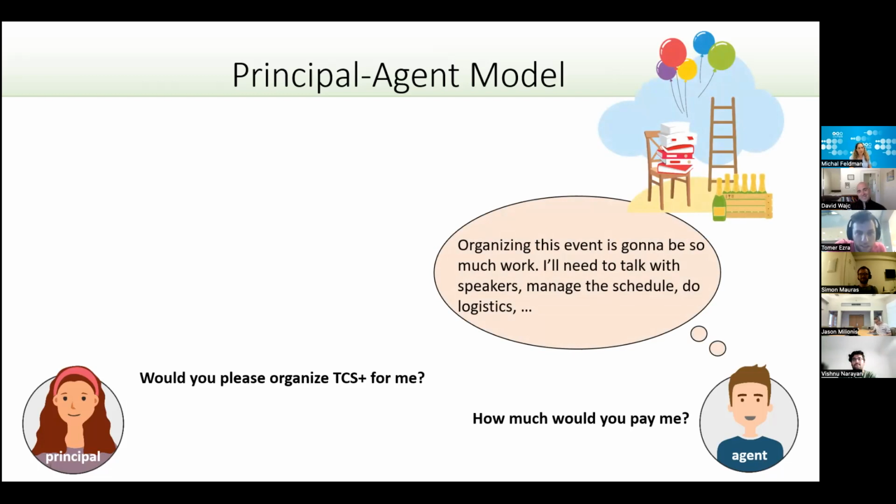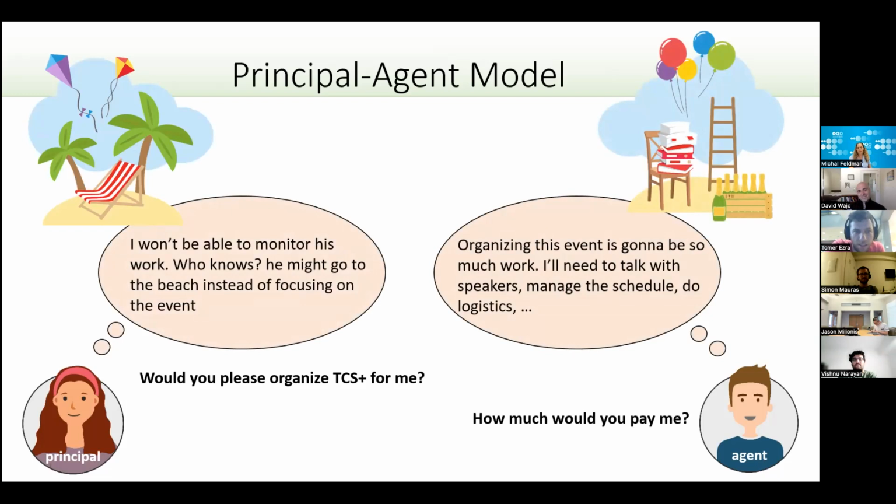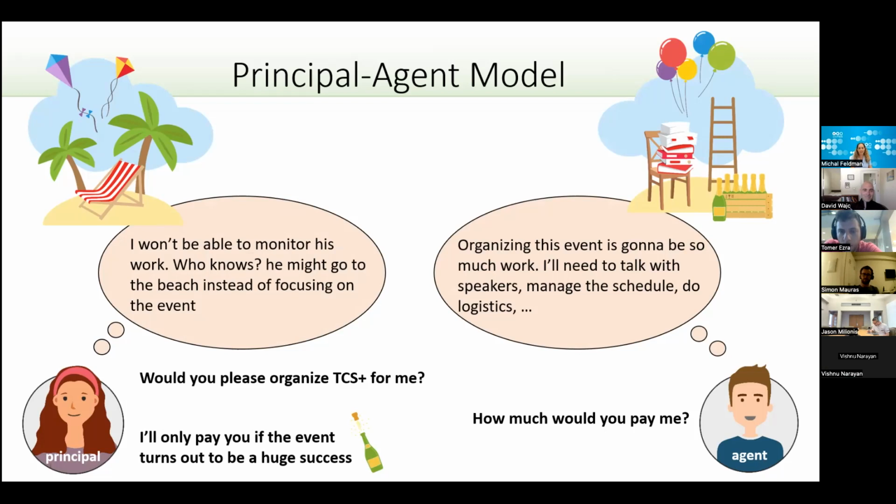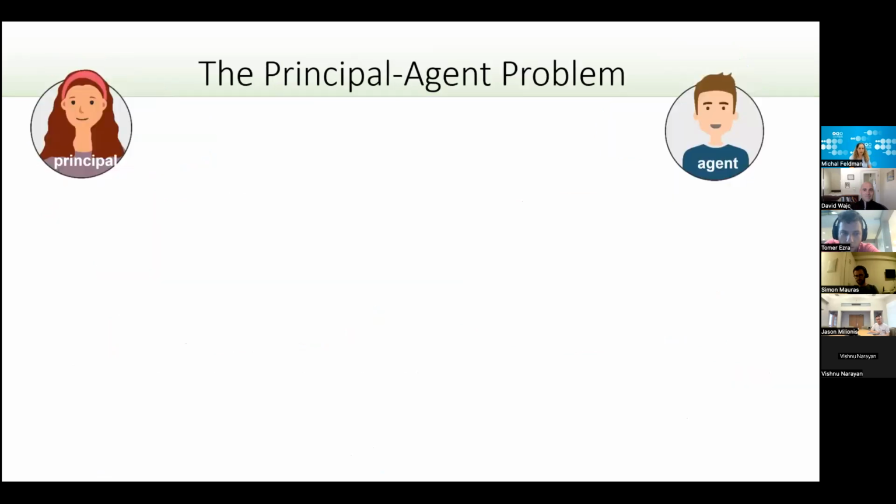Now Rachel thinks to herself, well, she is not going to be able to monitor David's actions. She doesn't know if he really works toward getting a really successful TCS Plus, or maybe he just goes to the beach, who knows? The only thing she can monitor is the final outcome, whether the event was successful or not. And because she can't really monitor his actions, only his outcome, she can only base the contract, meaning the pay to David, on the basis of the success of the event. So maybe Rachel tells David, I'll only pay you if the event turns out to be a huge success. Okay, so this is the principal agent model.